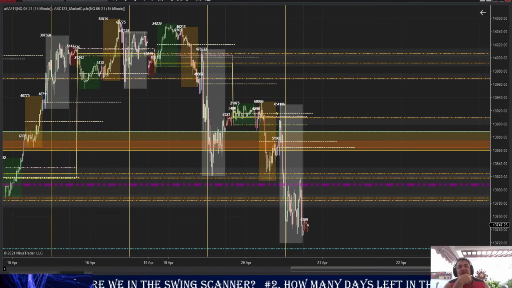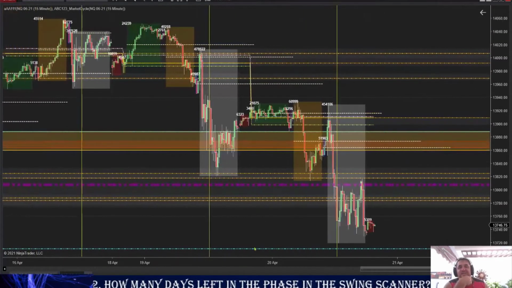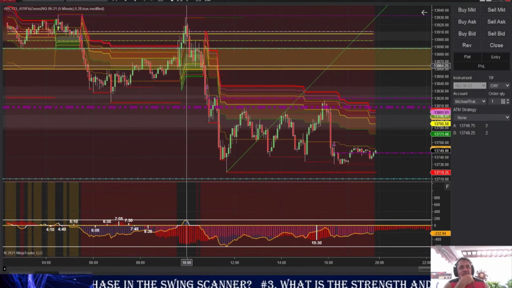Just in case, I know I'm losing quite a bit of movement, but because it is the New York session and you never know with the NASDAQ, it can go. And then what I do is once it breaks, I will also look at, of course, my other charts.